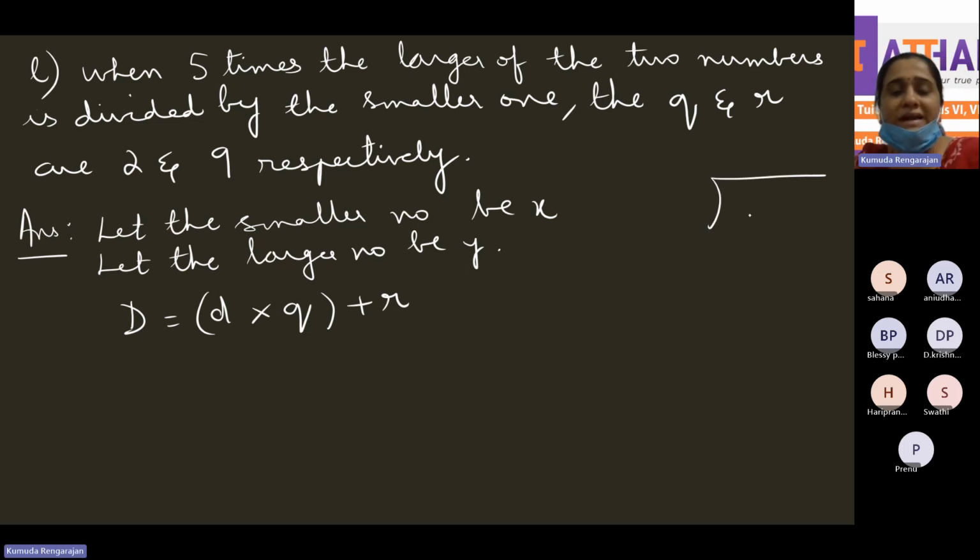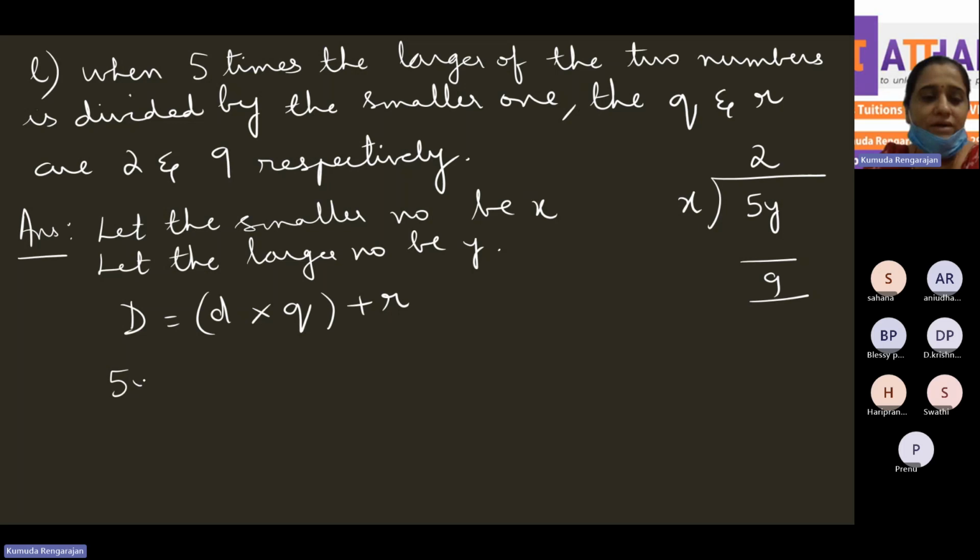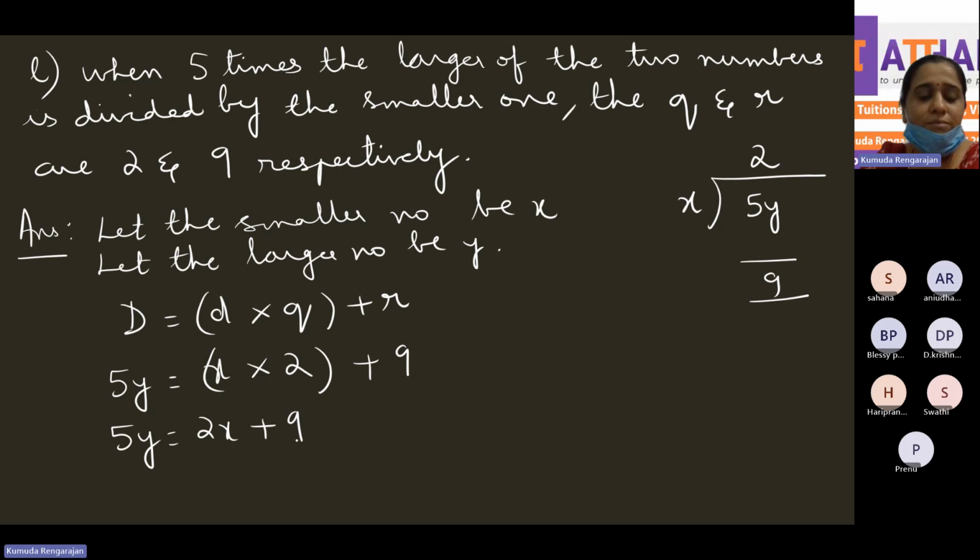So when 5 times the larger of the two numbers, the larger of the two numbers is y, 5 times that, 5y, is divided by the smaller one, x, then we get 2 as the quotient and 9 as the remainder. So now fill it here. What's the dividend? 5y is equal to divisor x, quotient 2, remainder 9. So 5y is equal to 2x plus 9. Bring everybody to one side. 2x minus 5y plus 9 is equal to 0 is the required equation. Right?